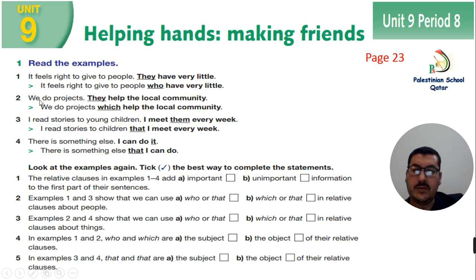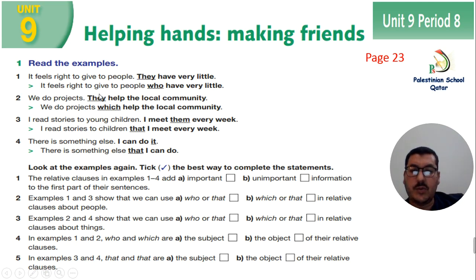Number 2, we do projects. They help the local community. So they here refer to what? To projects, and the project is not human. So we remove it and put which instead. It becomes like this: we do projects which help the local community.